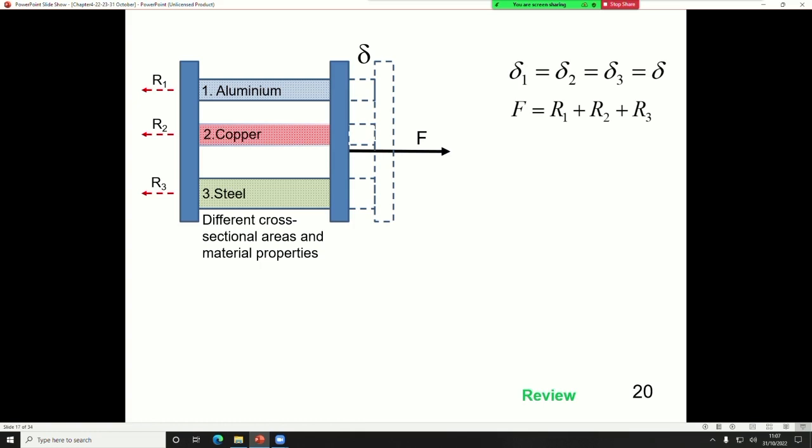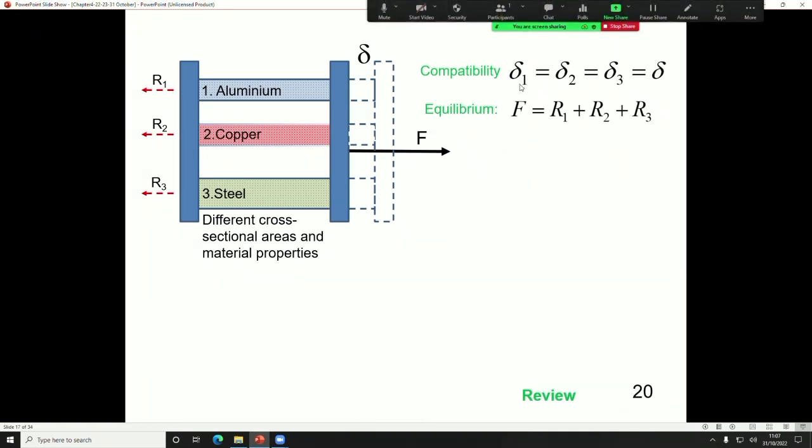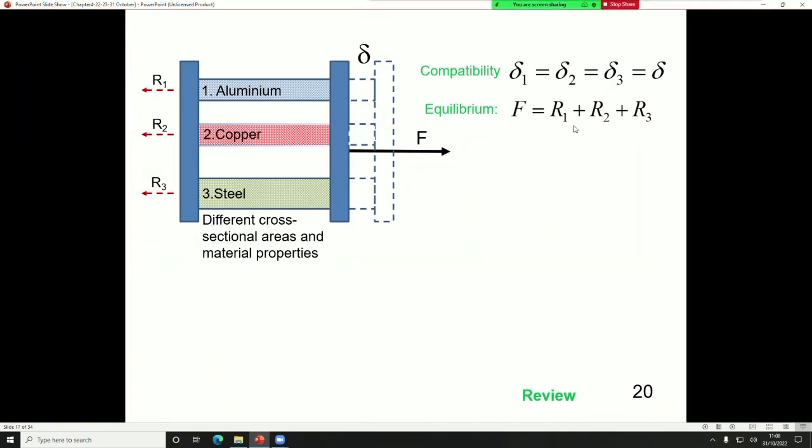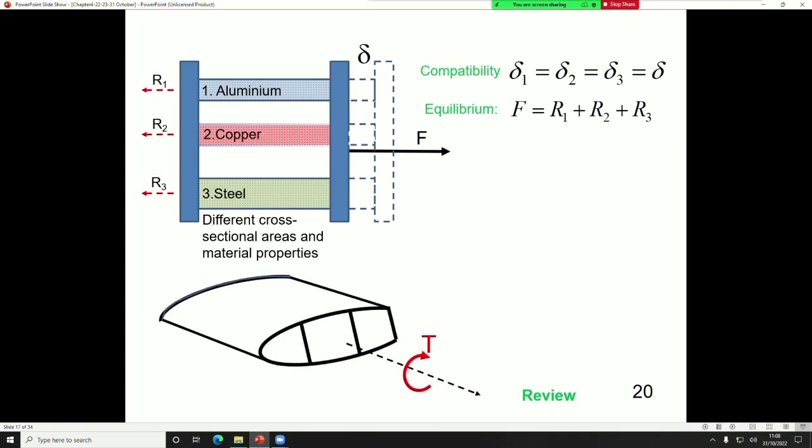The bottom one is called equilibrium. The top one is called compatibility. It means the three bars at the moment act like a system. They work together. They have the same displacement. So using the compatibility equations, by summating these two together, and combining it with equilibrium, we can easily find the internal forces. Now, say we've got a multi-cell section subject to a torque, very similar to what you see on the top.